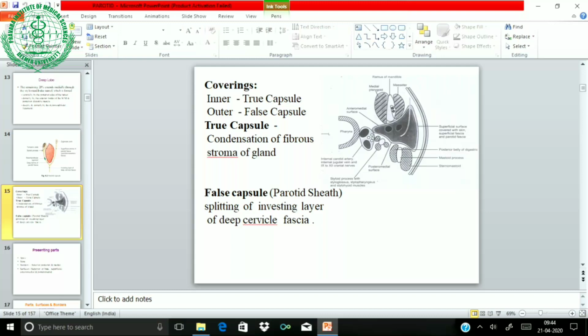This stylomandibular ligament lies between the styloid process and the inner surface of the angle of the mandible. This stylomandibular ligament helps in the separation of the parotid gland and the submandibular salivary gland in the body. Now this is regarding the two coverings or capsules which surround the parotid gland in the body.